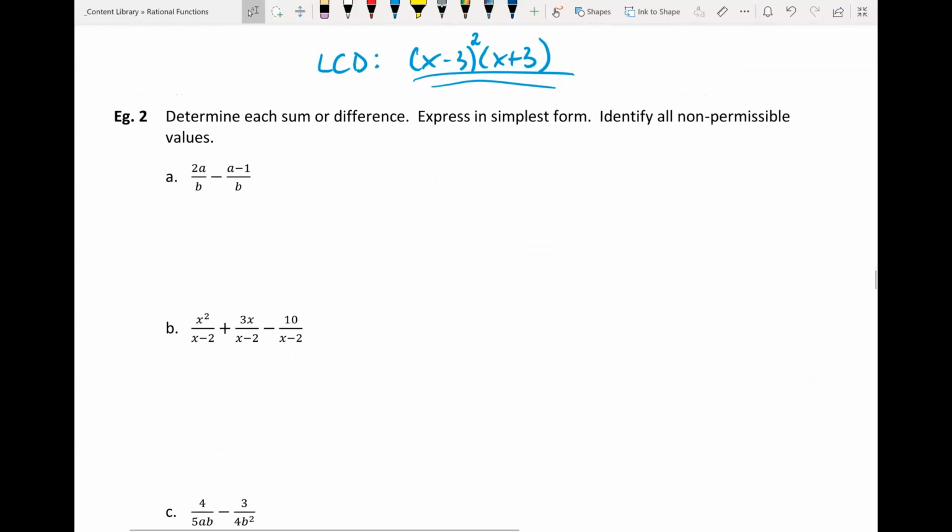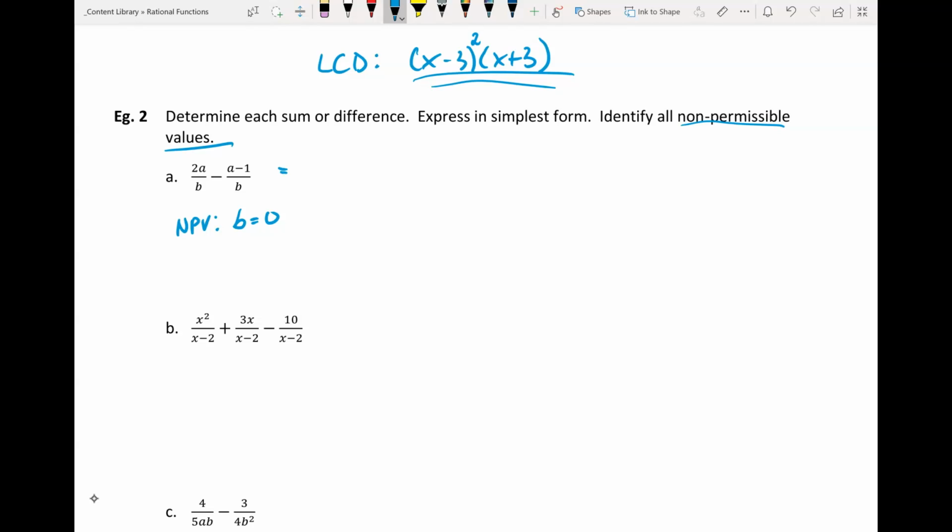Let's do another example where we actually add or subtract. Looking at our denominator for A, we already have b as our LCD, and we don't need to change a thing because it already has the same common denominator. But we're going to state the NPVs first before we simplify. Your NPV for this one: b equals 0 would create a problem because we would have 0 in the denominator. So that is our only NPV.